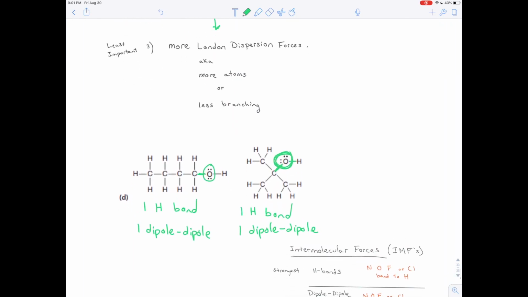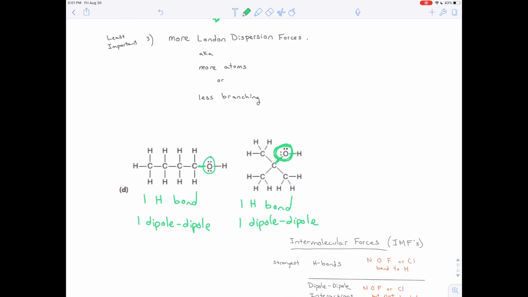So here we're looking for which one of these is capable of forming more London dispersion forces. So first let's look, does one of these have more atoms than the other? On the left we have 1, 2, 3, 4 carbons and an oxygen. On the right we have 1, 2, 3, 4 carbons and an oxygen. And if you count them all up, you'd see that the number of hydrogens is the same too. So we have the same number of atoms, so that ties.